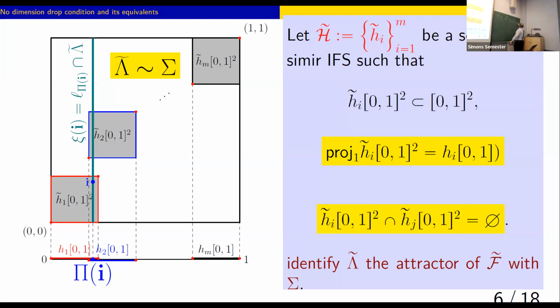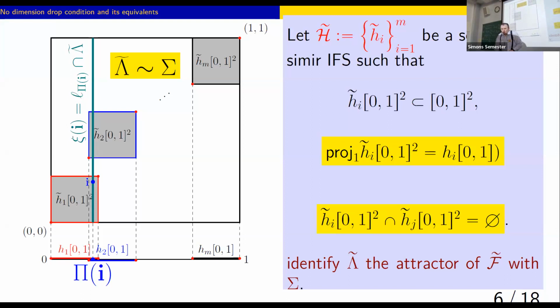So how can you visualize what is psi? You take this green segment, and you take the intersection of the green segment. This green segment is just above pi I. So you take this green segment, and you take the intersection with lambda tilde. So this is not the full line. This is the intersection of the line with lambda tilde. And then this is basically psi I. That's how you can see what is psi I.